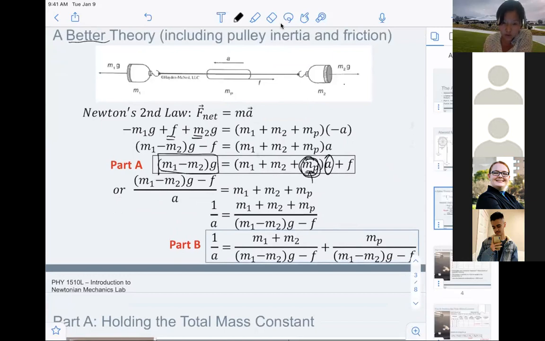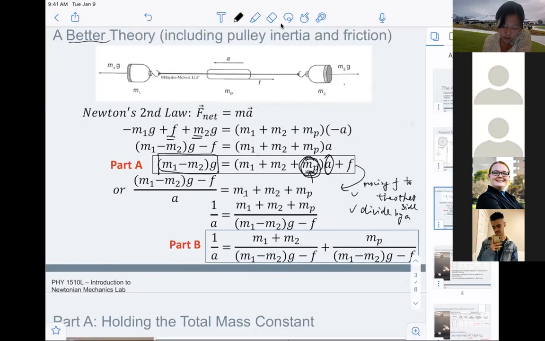So how do we get 1 over A? Let's divide by A to the other side so we can get 1 over A. You can see that if we move F to the other side and divide everything by A, you get M1 plus M2 plus MP on the other side. So from here to here, you move F to the other side, and also you divide it by A, and you get this equation.